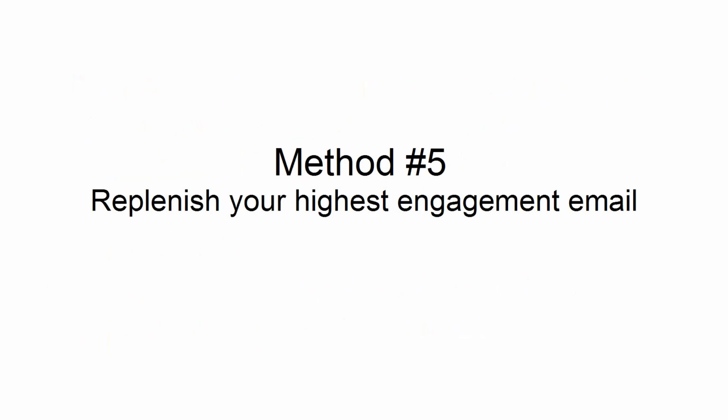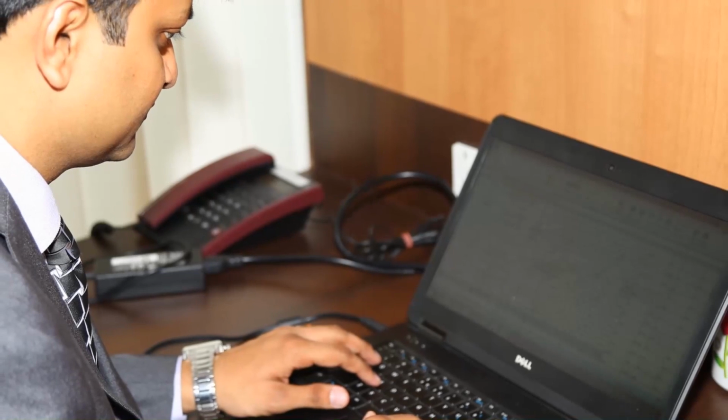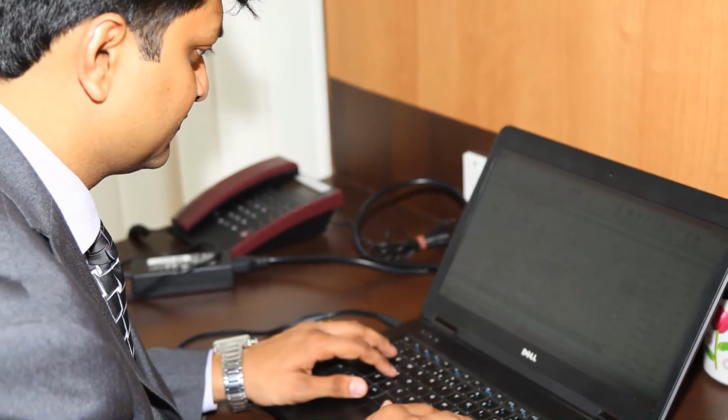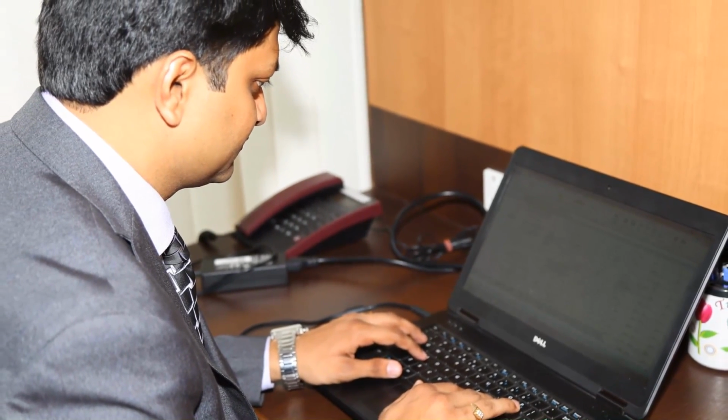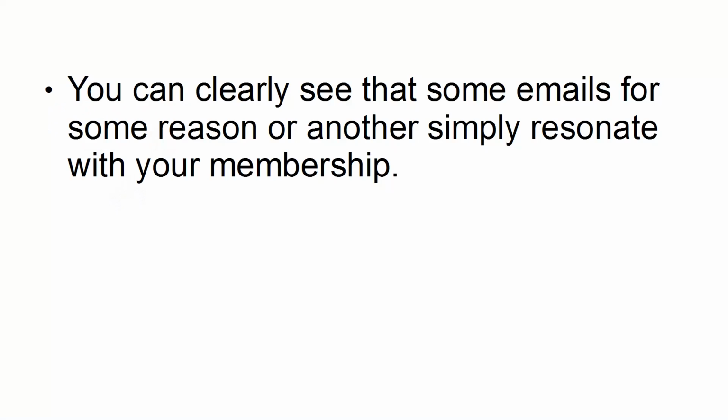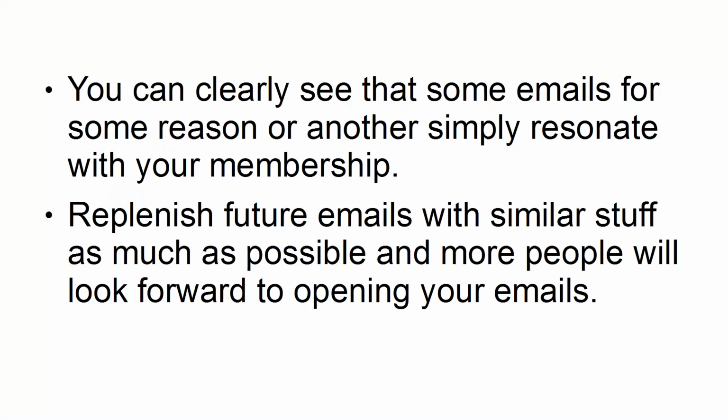Method number 5. Replenish your highest engagement email. By just looking at the track record of your list and paying attention to the overall open rates as well as click-through rates, a certain pattern should emerge. You can clearly see that some emails, for some reason or another, simply resonate with your membership. Replenish future emails with similar stuff as much as possible, and more people will look forward to opening your emails.